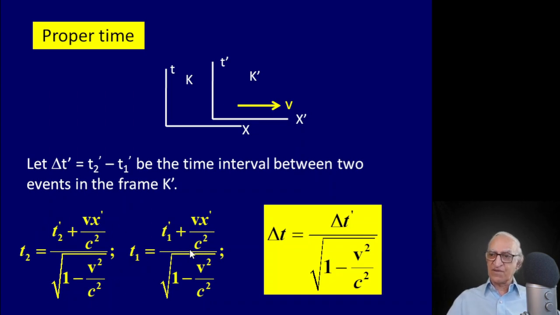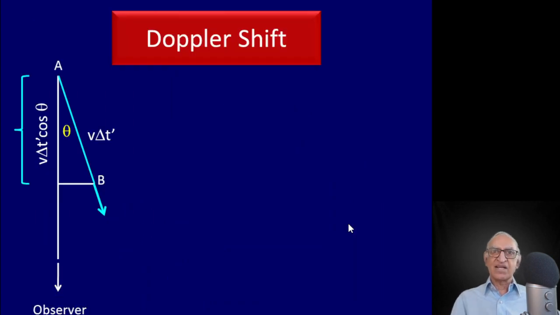And if you take the difference, you find that the time interval between two ticks of a clock in the stationary frame is equal to the time interval between two ticks of the clock in the moving frame divided by the square root of 1 minus V squared by c squared. And since this number can be significant, these two are different. And this is the phenomenon that moving clocks tick slower. Delta t is always less than delta t prime. Now, I want to discuss some astrophysical implications of this basic principle of relativity.